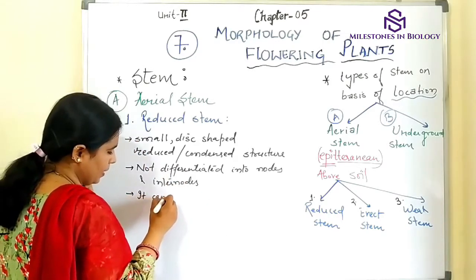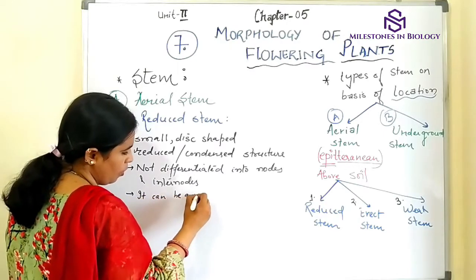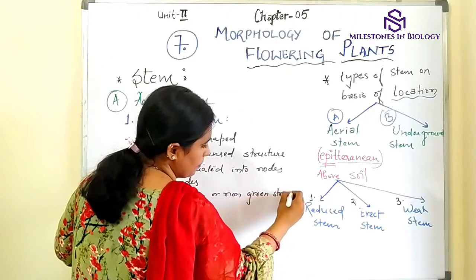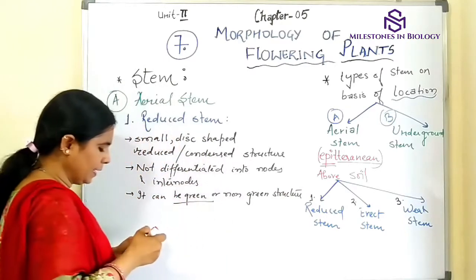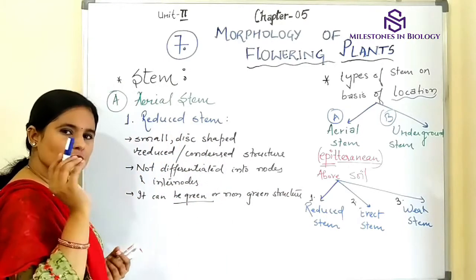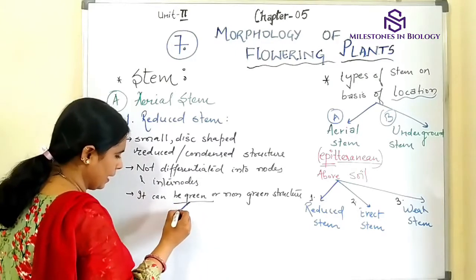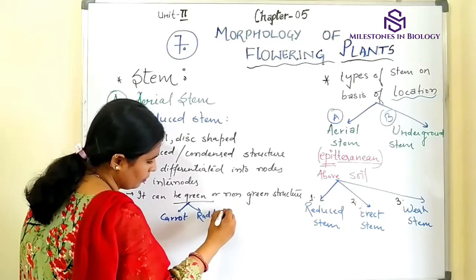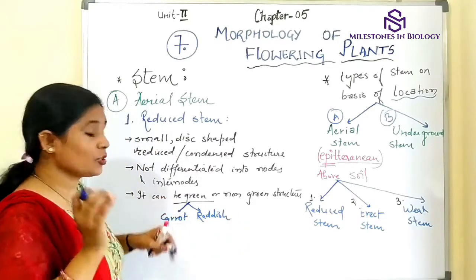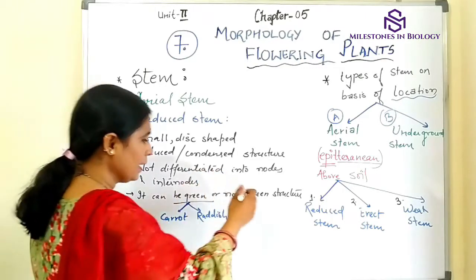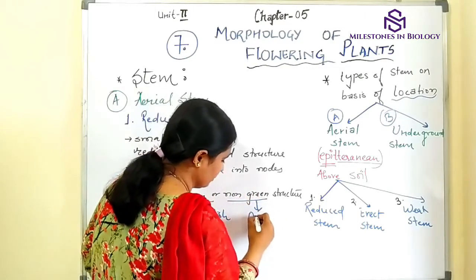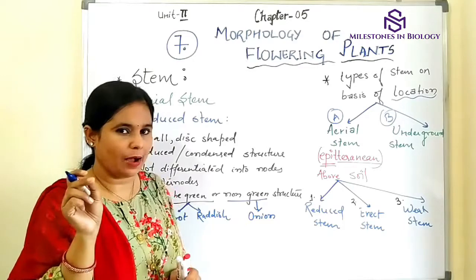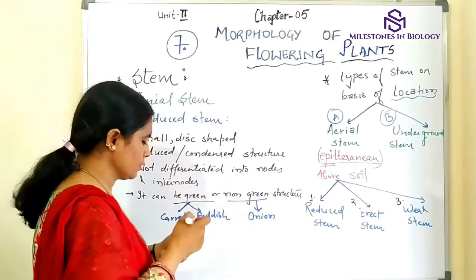It can be a green or non-green structure. Okay, so if we talk about green structure, you have observed such kind of reduced stem in case of carrot and radish. Even in beetroot you have seen such green reduced stem. In case of onion, you will find a brown color small structure from where roots are coming out. That part is the non-green reduced stem.